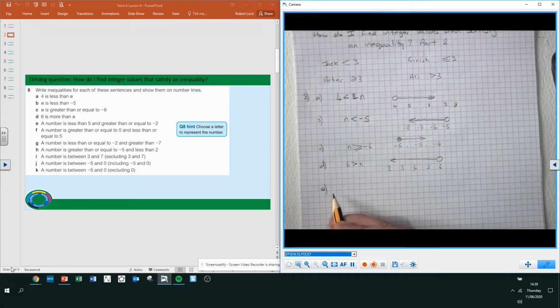E. A number is less than 5, so the number statement stays in the middle. It's less than 5, but greater than or equal to minus 2. So that'll be minus 2, minus 1, 0, 1, 2, 3, 4, 5, 6. Minus 2 equal, filled in, and 5, which is there, and a line between. That's it.